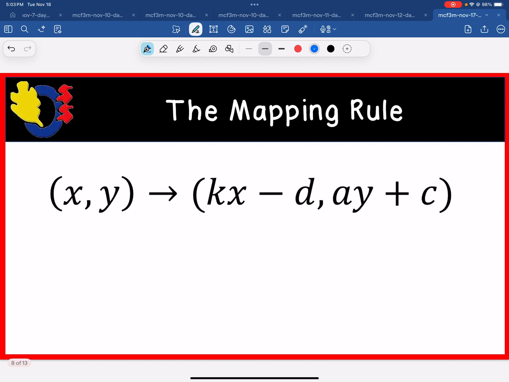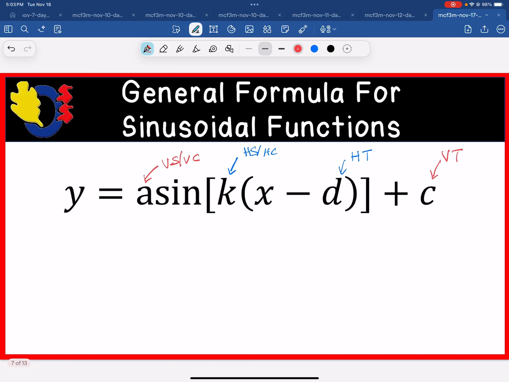Okay, so next we're going to apply that to a mapping rule. So here I have the k and the d. So these are all of the horizontal pieces. And then over here, the a and the c, these are the vertical pieces. Okay, so the horizontal and the vertical.